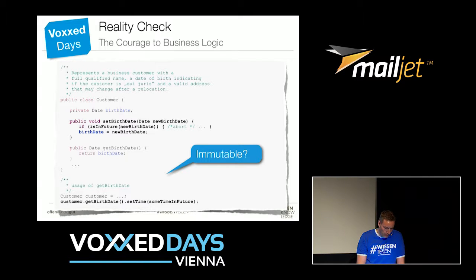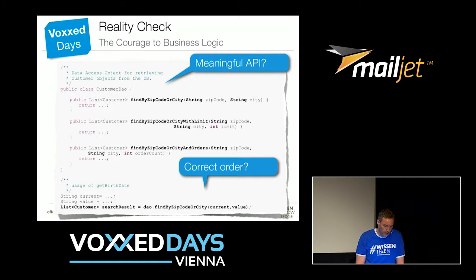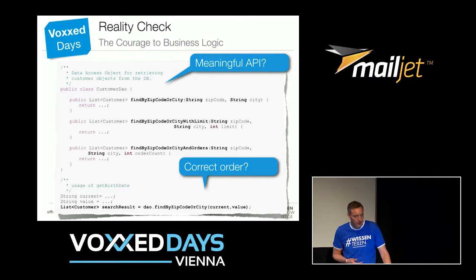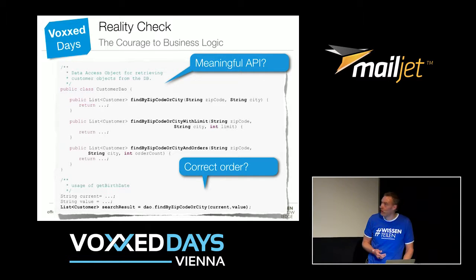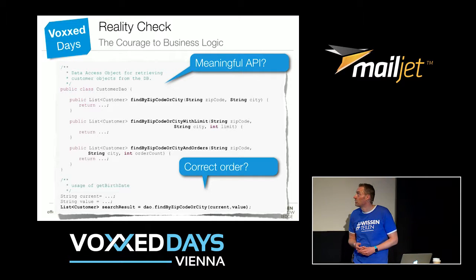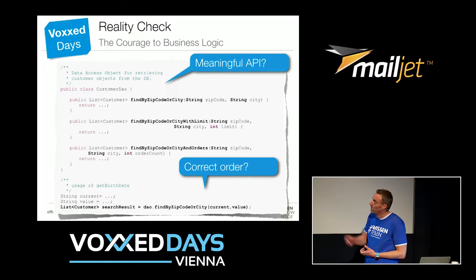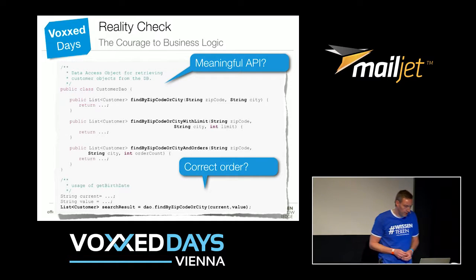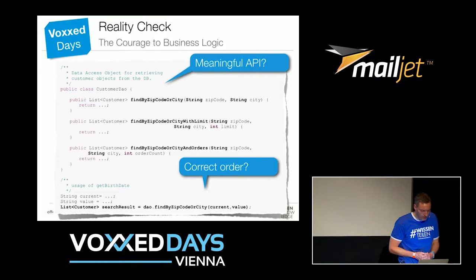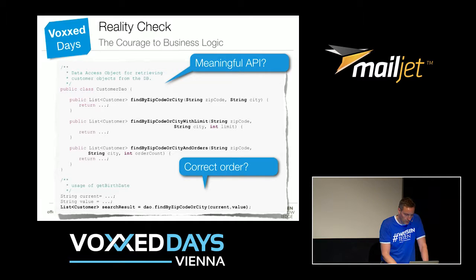Last point of the reality check, meaningful APIs. So our goal is to make code readable in the sense of business logic. And if you take a look at the methods over there, it's kind of readable. There's something like find by, it's a DAO. So let's not discuss if DAOs make sense or not, but let's assume they make sense, and I want to find customers via this DAO.